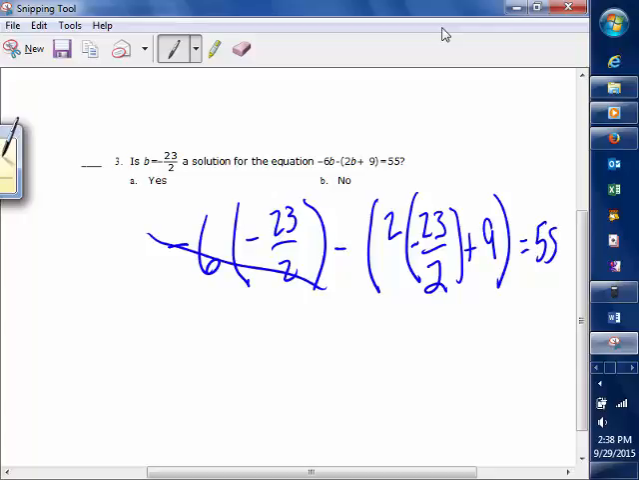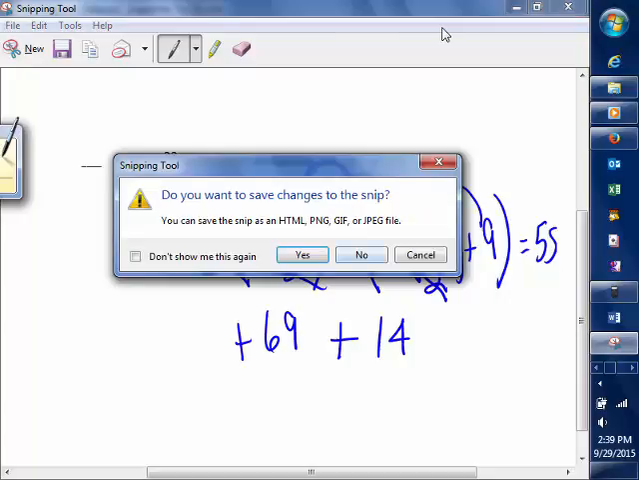Well, this is positive 3 times 23 is 69, and these two cancel, so it's negative 23 plus 18, negative 23 plus 9, excuse me, is plus 14, so you don't get 55. So no, it is not a solution. Next one.